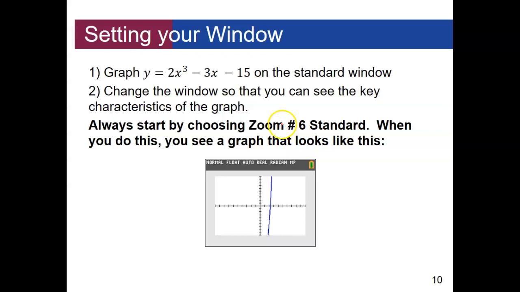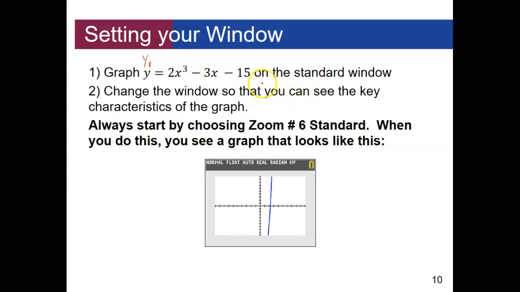Okay, so the first thing I want us to talk about is setting your window. This is really important. I'm going to look at this example. So if you want to go ahead and type this into your calculator, you'll put it in for Y1 in the calculator. Depending on how familiar you are with the calculator, if you need more help than what this video gives you, that's fine.